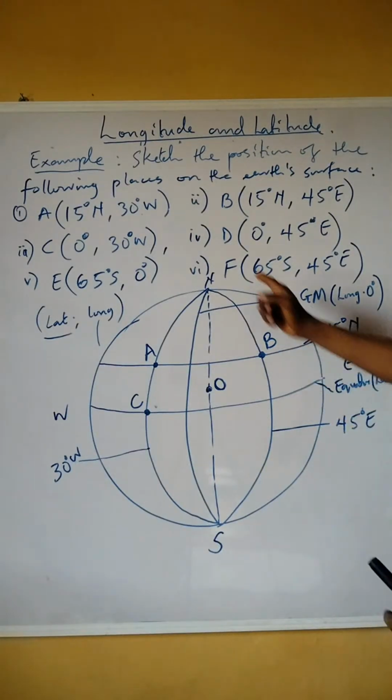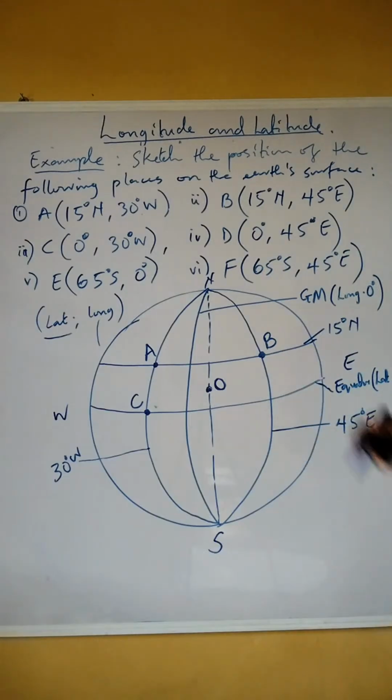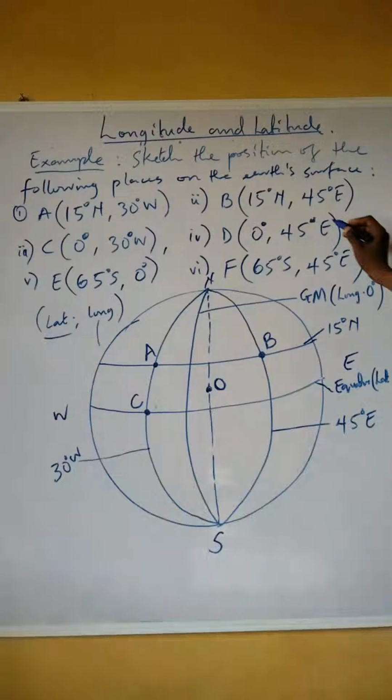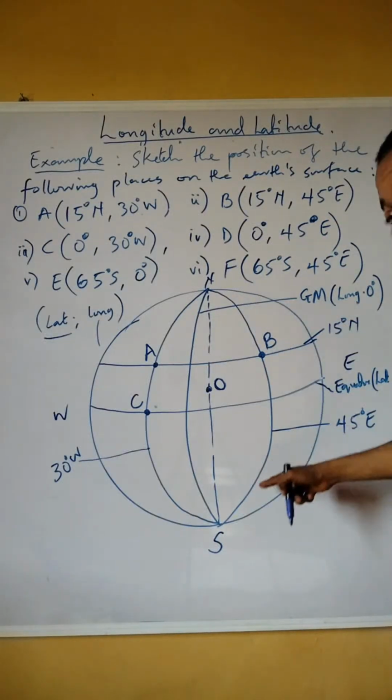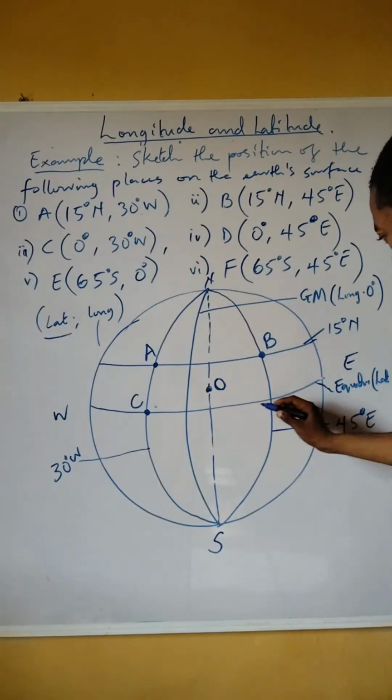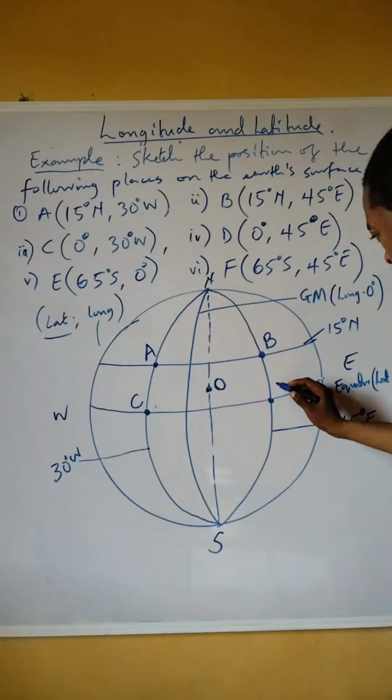That's all. Then in the same way, point D is also 0 degree latitude, which is equator, 45 degrees. And also we have the line for 45 degrees drawn. So where it intersects with the equator here, that's our point D.